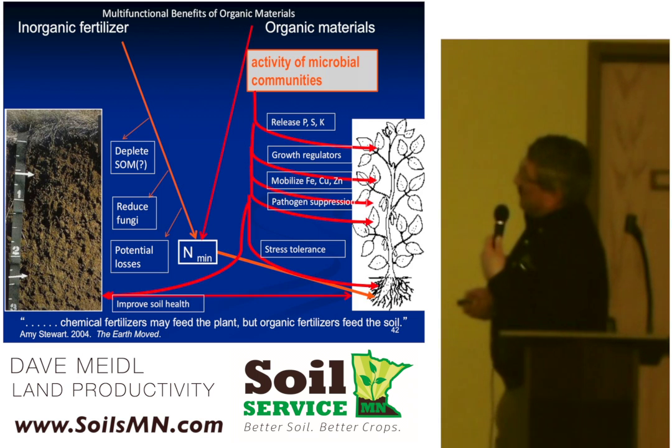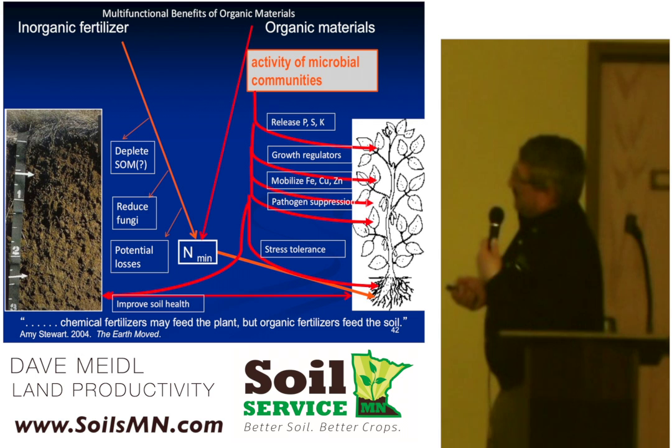We look at inorganic fertilizers versus organic materials. We certainly see that we have a negative effect in that soil biology. We're going to deplete our organic matter in that soil. We reduce our fungi population. We have nutrient losses. If we're using organic materials, we can trigger that release of phosphorus, sulfur, and potassium.